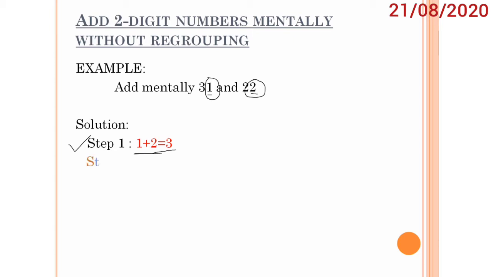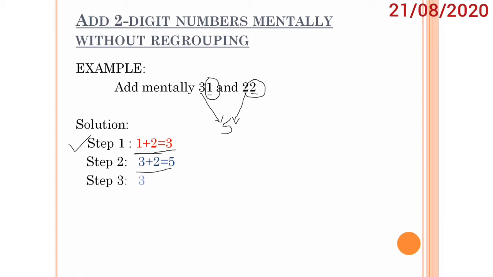Alright, next step number 2. We have to add the digits in the tens place of two numbers mentally. Now, dear children, the digits in the tens place of the two numbers are 3 and 2. Alright, 3 and 2. Now, keep in your mind the digit 3 and count 2 forward as 4, 5. Alright, and we will get the answer as what? 5. Alright, now as you can see on the screen, 3 plus 2 is equal to 5.